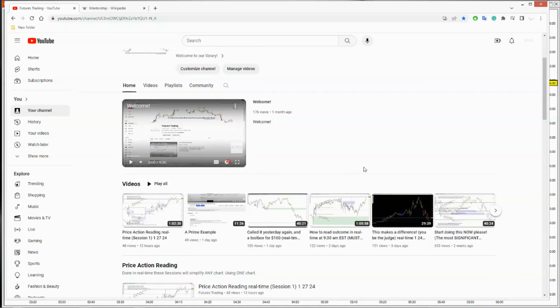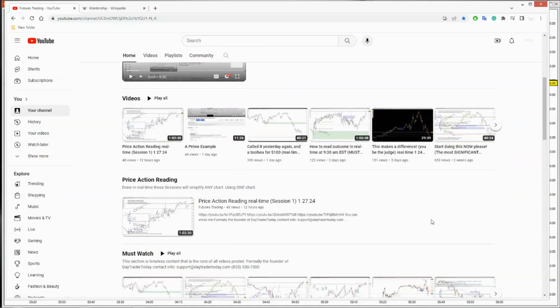All right, and this is price action reading real time. We're going to have a section right here for you. The channel is all about Universal. I like Universal because it's applicable to all cases.